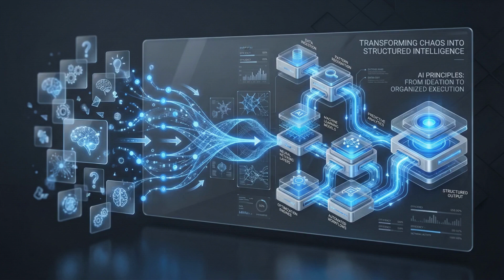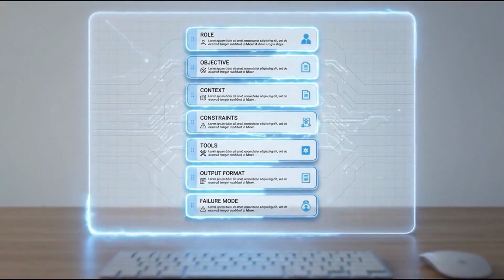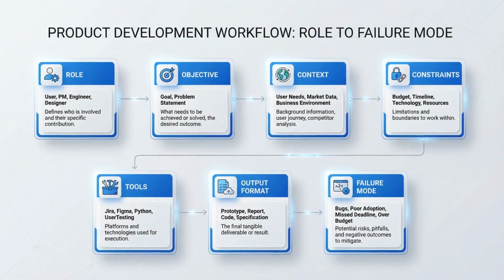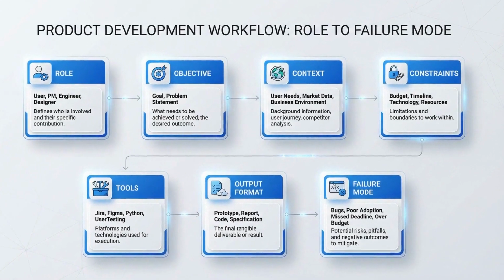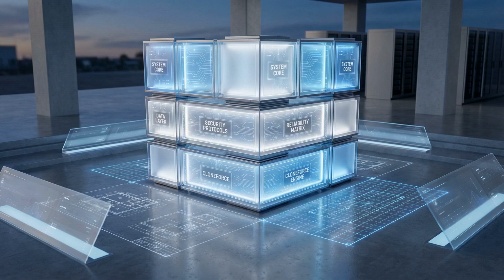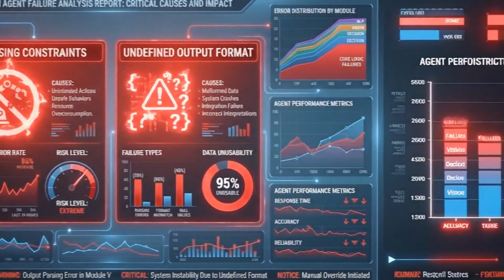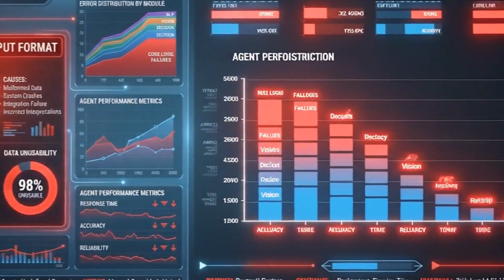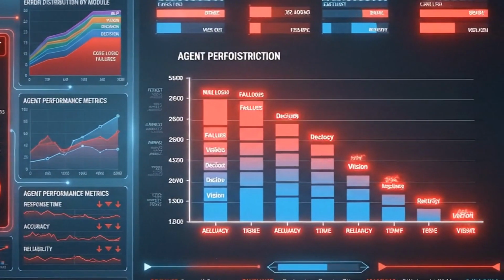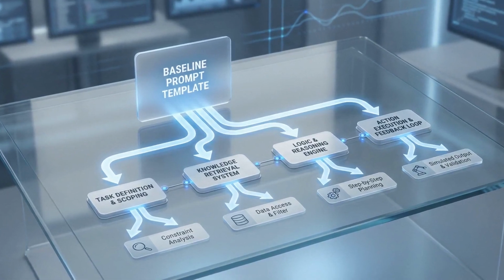Now let's translate those principles into practical patterns. The first is the baseline prompt template, and you'll see it on screen now. It has 7 sections: role, objective, context, constraints, tools, output format, and failure mode. Every reliable agent prompt starts here. Industry data consistently shows that most agent failures trace back to 2 things: missing constraints and undefined output formats. This template eliminates both. Use it as your default starting point for every agent you build.